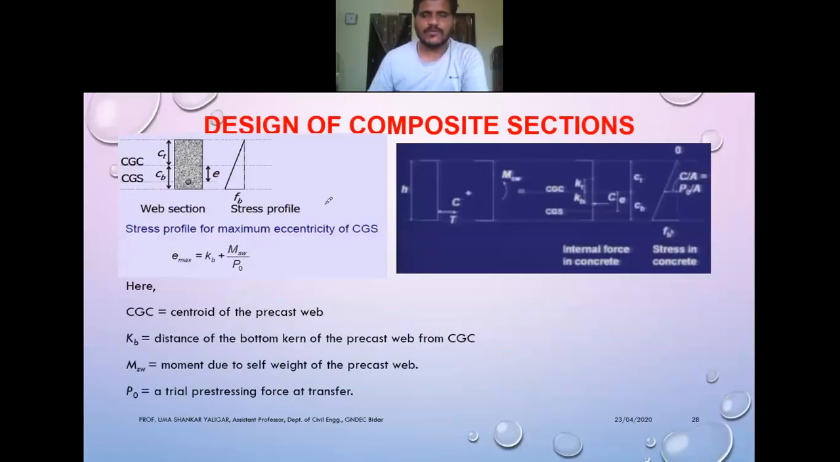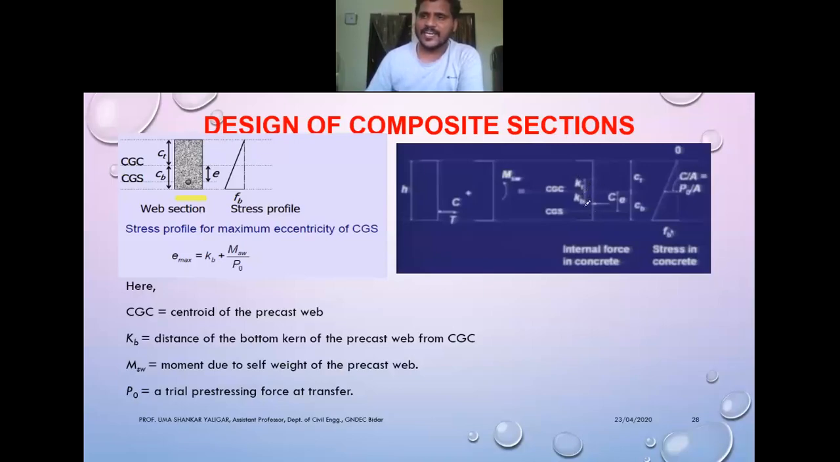So this stress profile we have seen in model number 4 also. This is your web section. It is CT and CB. CT and CB mean the distance from your CGC to the extreme fiber, for the top fiber and also the bottom fiber. And e is the eccentricity of the cable, and fb is the stress at the bottom, and at the top we have taken it as 0.